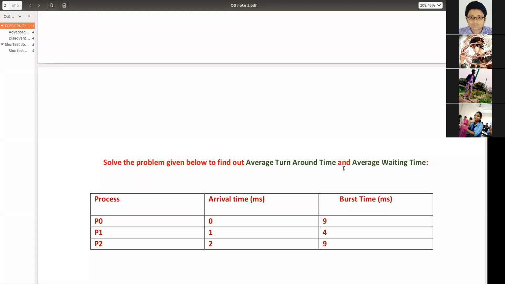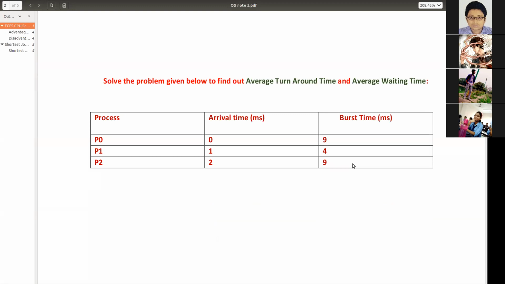I had solved the question and sent the answer in the morning so that you can verify, because I thought that everybody has already solved it. It was a very simple question. So let us see the solution.